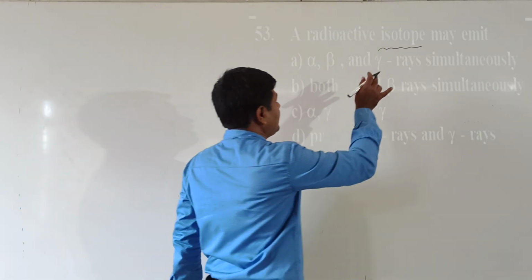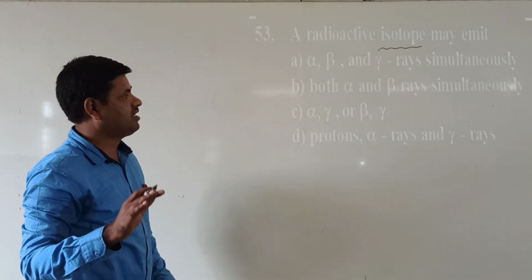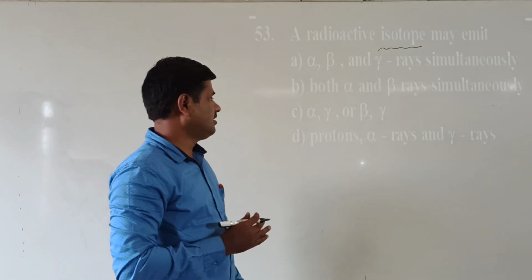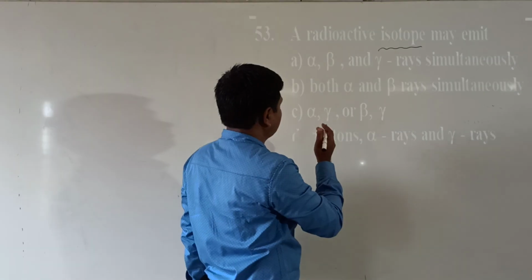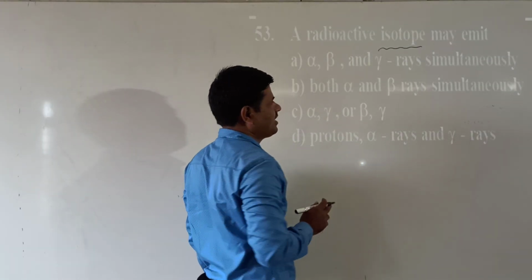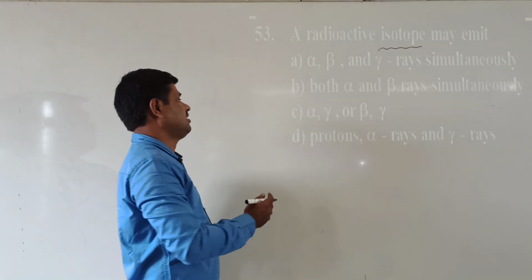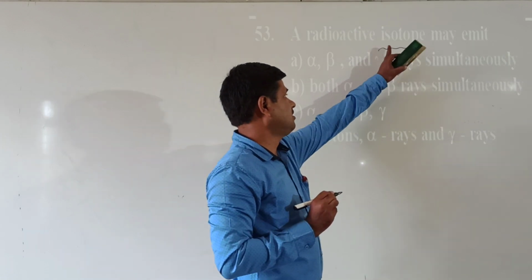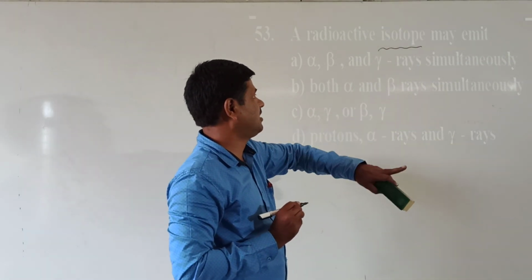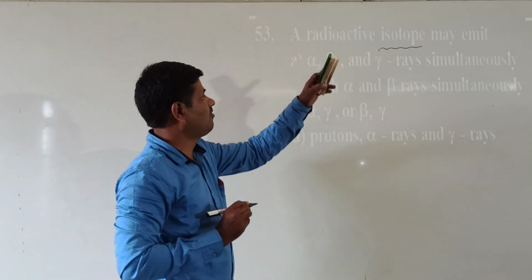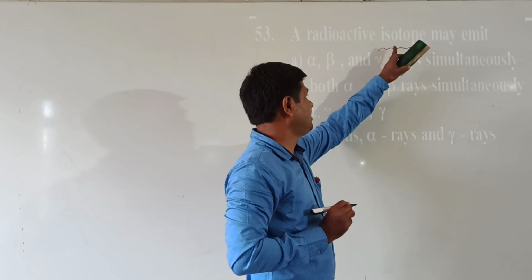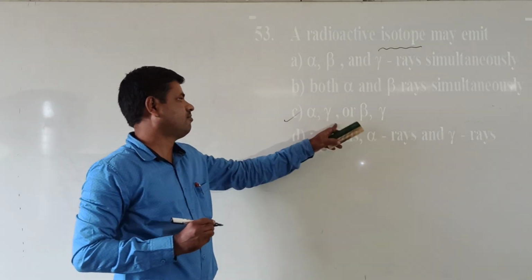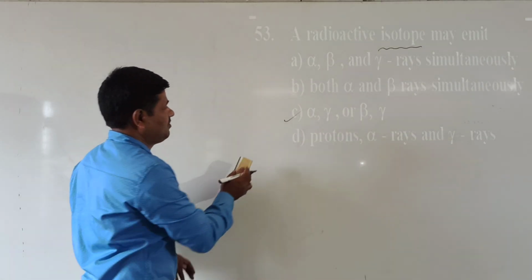But here it is a radioactive isotope. A radioactive isotope does not emit alpha, beta and gamma rays simultaneously. Sometimes a radioactive isotope emits alpha or gamma, or beta or gamma. It cannot emit alpha, beta and gamma simultaneously. But a radioactive element emits alpha, beta and gamma rays simultaneously. When an element is given, this option is correct. When an isotope is given, option C is correct: alpha gamma or beta gamma. Right, this is question number 53.